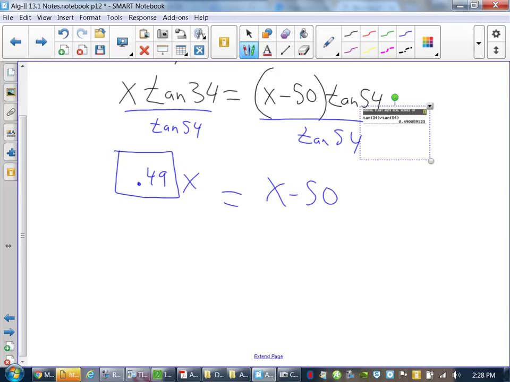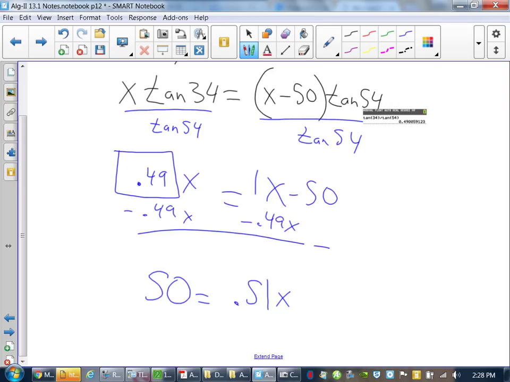Do I just move this here and move that there? Yep. So I get 50 is 0.51x. Wait, what? What's 1 minus 0.49? Very clever, Mr. Murphy. That's 1x, isn't it? Yeah. So if I subtract 0.49x, oh, okay, I see what you're doing. I got mixed up with 50. Oh yeah, I moved the 50 over by adding it back.